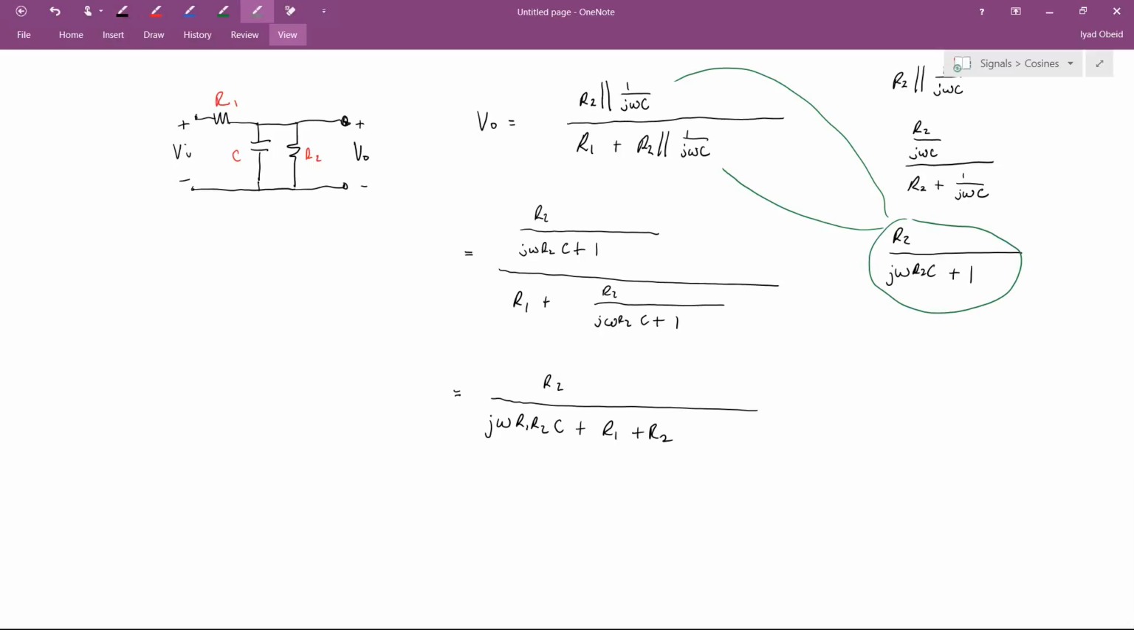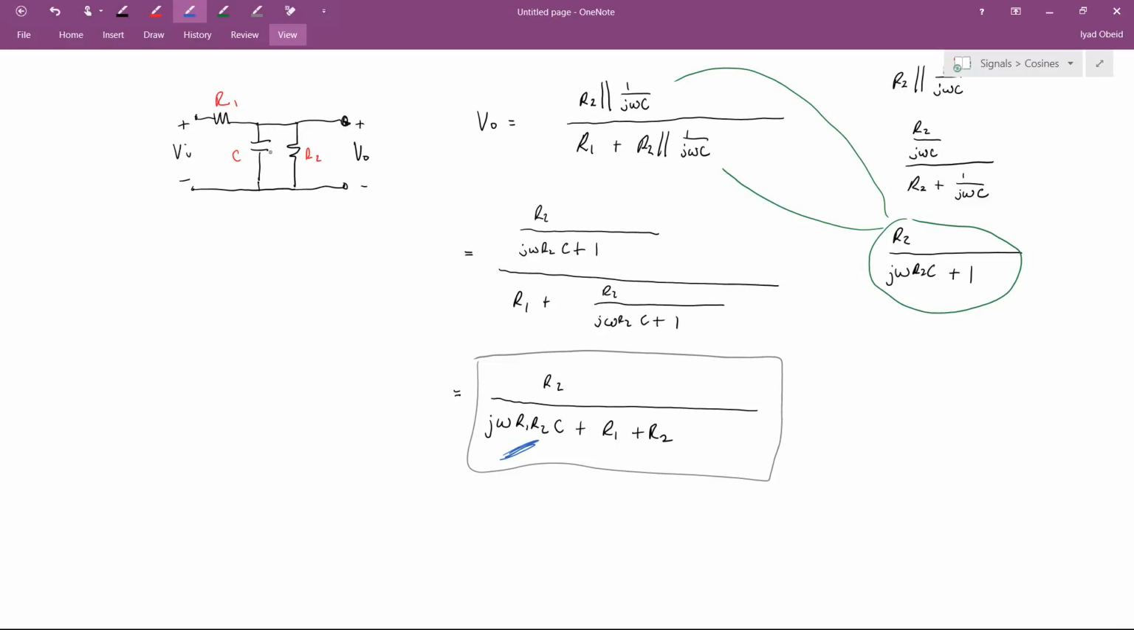Okay, and that is the transfer function of this circuit. Now, does this make sense? We can do a logical analysis. At super low frequencies, that capacitor is going to be an open. And if that capacitor is an open, then all I'm left with is the voltage divider, R2 over R1 plus R2. Does the equation predict that? Well, at super low frequencies, omega will go to 0, and I'm left with R2 over R1 plus R2, which is good. That matches intuition.